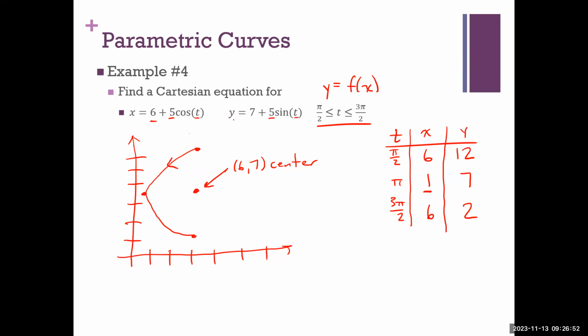So the center value always comes from whatever your constant is. So we got a center of 6, 7, which directly reflects our center values of our individual x and y variables. So I said the highest value of x was 11. We don't see that, but why don't we see that?